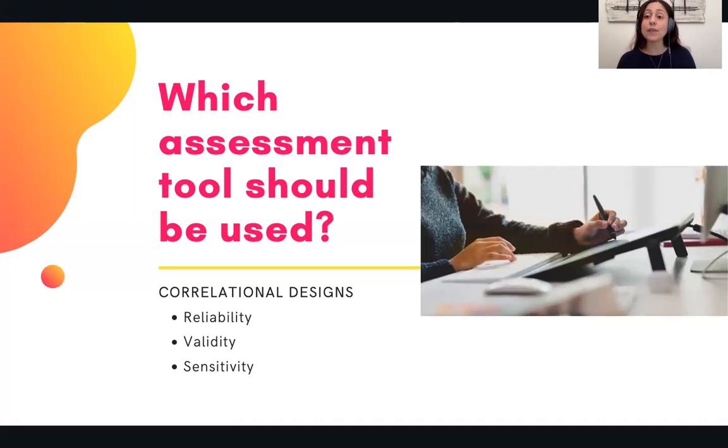You want it to show that a change has occurred between the beginning of treatment and 3 months later, okay? So in this case, when you are looking at a study and trying to determine whether you should use this specific assessment tool, you're going to want to look for those things. And you're also going to want to look and see that the tool has been used with clients that are similar to your client, right?